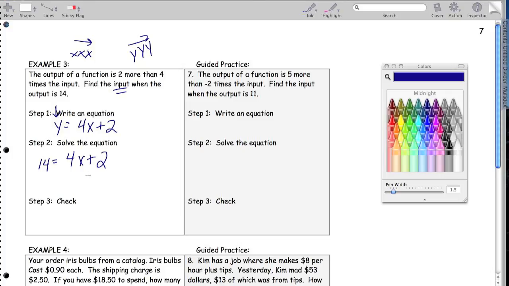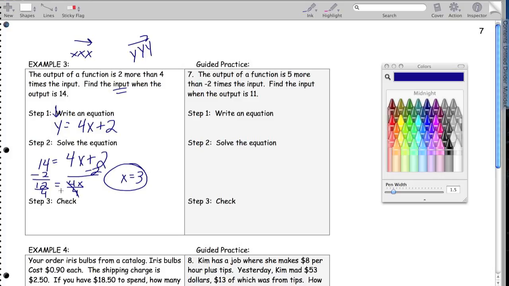We're going to solve this two-step equation by subtracting 2 on both sides. 4x comes down, I get 12. Subtract 2 on both sides. I get 4x is equal to 12, and then divide both sides by 4. They cancel out, x equals 3.